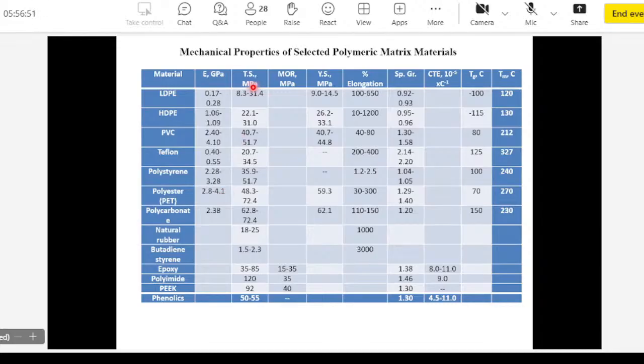Their tensile strength is also very low. In megapascals, it is a few megapascals. And because of those two limitations, we want to strengthen polymers by fibers. The one interesting thing about polymers is the elongation. Most polymers have very, very high elongation. Percent elongation could be a few hundred or few thousand%.